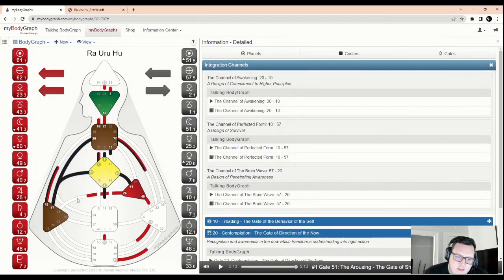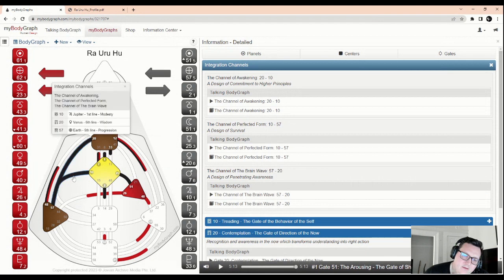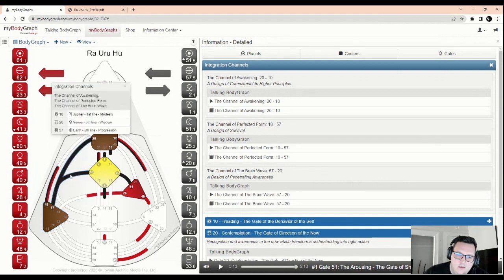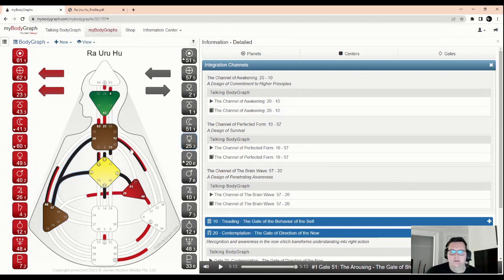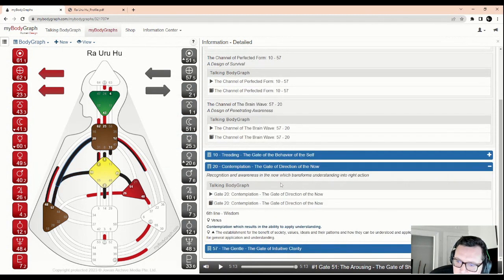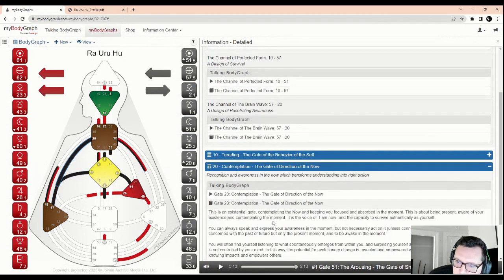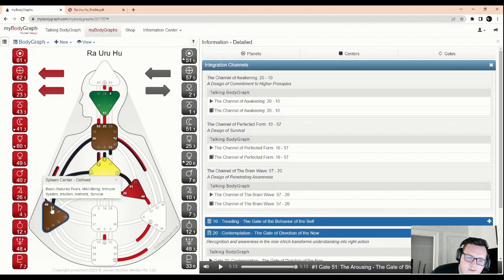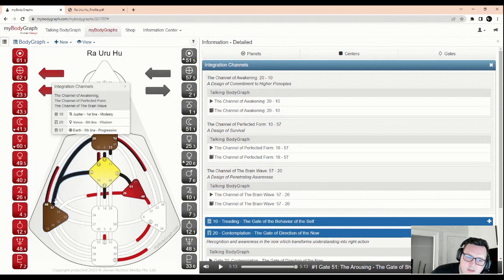He also has three channels connected together through three gates. So there's the 20 connecting to the 57, there's a 10 connecting to the 57, and there's a 20 connecting to the 10. So the 20, if you look at what the 20 is, it's about the now. It's an existential gate, contemplating the now, and being focused and absorbed in the moment. So it has this orientation to the present moment as an important aspect. But it's connected to that intuition gate 57, that's in the spleen center.